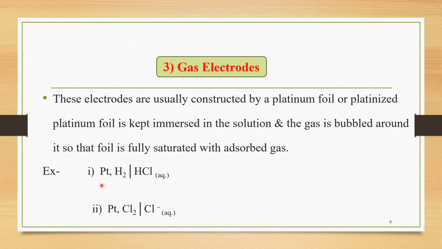The important examples of this gas electrode: the first one is Pt, H2 vertical line HCl in aqueous form. In this case, we take one inert metal electrode, that is platinum. That's why this electrode is called a hydrogen gas electrode. The second important example of this electrode is Pt, Cl2 vertical line Cl minus in aqueous state. So this is the second type of gas electrode, called the chlorine gas electrode.